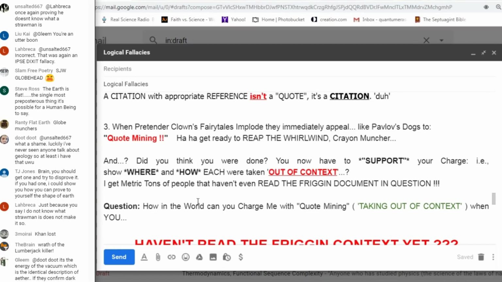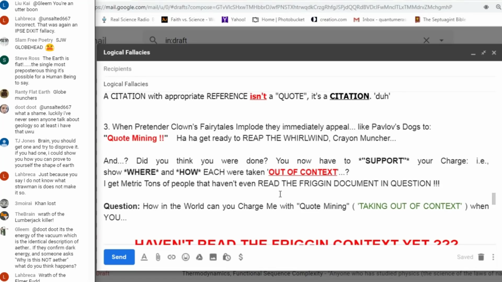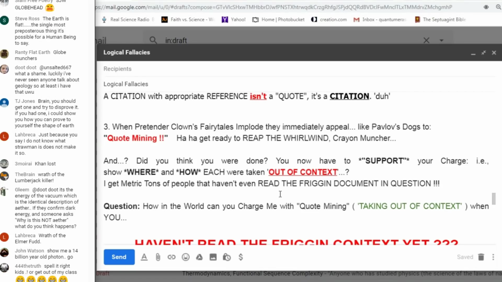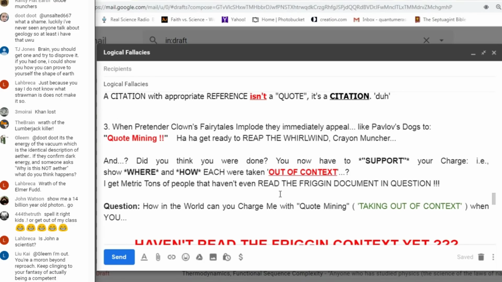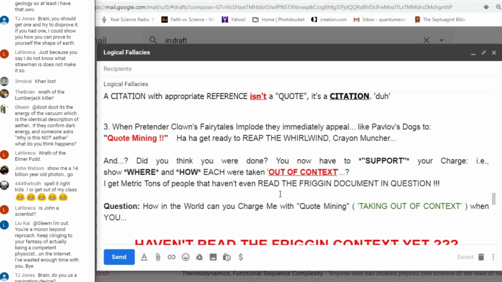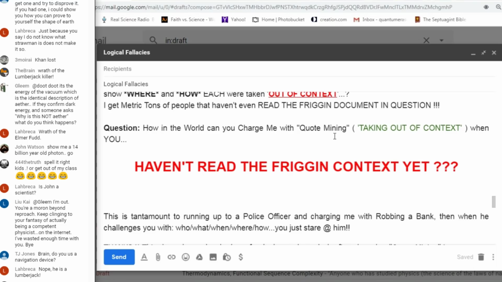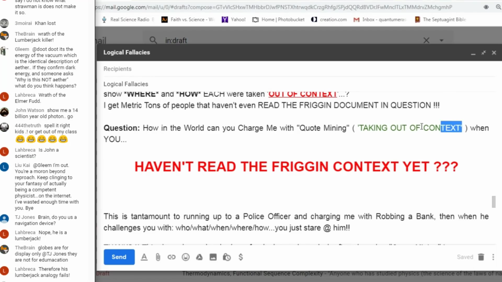So let's continue on this. In that vein, I get metric tons of people that haven't even read the friggin' document in question and call it quote mining. How can they do that? They haven't even read it. They admit that they haven't read it. They just say quote mine, right? What do they have, special Evo mind powers or something? How can they not read the context when this fallacy is taking it out of context? It's moronic. That's when I say, how in the world can you charge me with quote mining, taking out of context, when you haven't read the friggin' context yet? It's moronic.